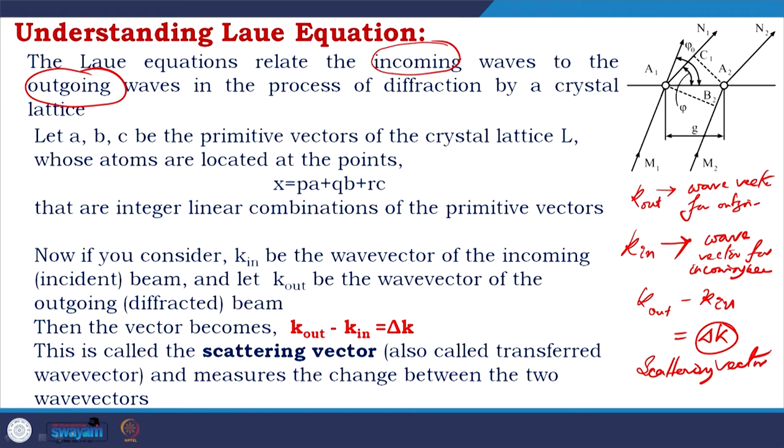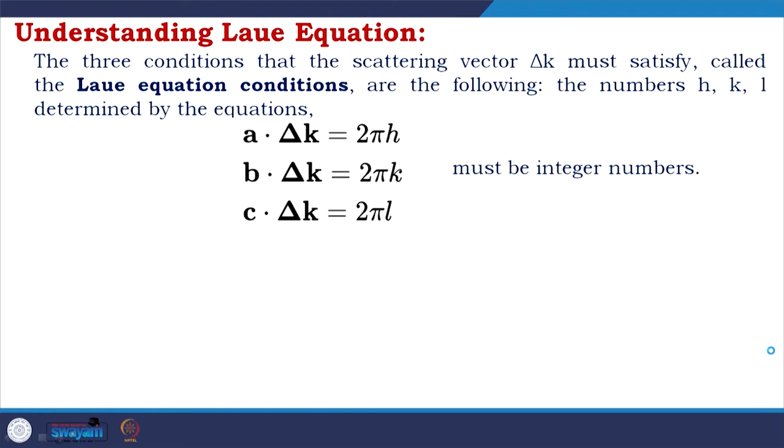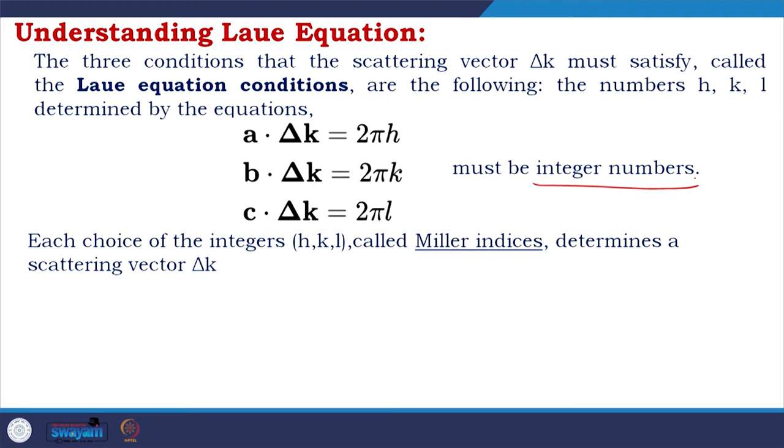The three conditions that the scattering vector del K must satisfy, called the Laue equation conditions, are the following. The numbers H, K, L are determined by the equations A dot del K equals 2 pi H, B dot del K equals 2 pi K, and C dot del K equals 2 pi L, and they should be integers. So, this is a conversion from A to H, B to K, and C to L, which is the relation between a real lattice and a reciprocal lattice. Each choice of the integers H, K, L, called Miller indices, determines a scattering vector del K.